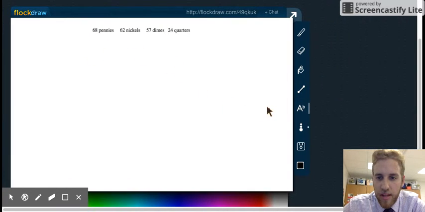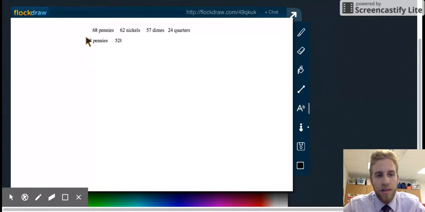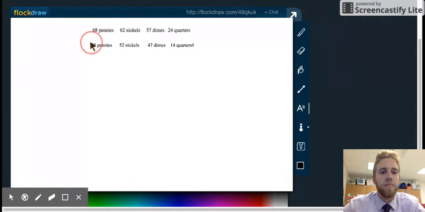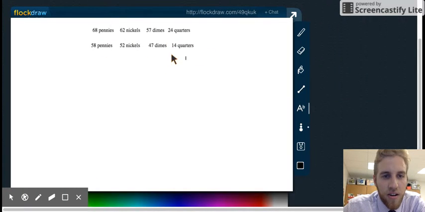So this will be one that I know you guys have had a lot of practice with. So 68, we're going to take away 10 from there. So your 10's place, that's 6, is really just going to go down 1 to a 5. And we know that everything else stays the same. Same thing for nickels. 10 spot goes down 1. Same thing for dimes. And same thing for quarters. So these are our new numbers after Maria donated 10 coins to charity from each coin amount.